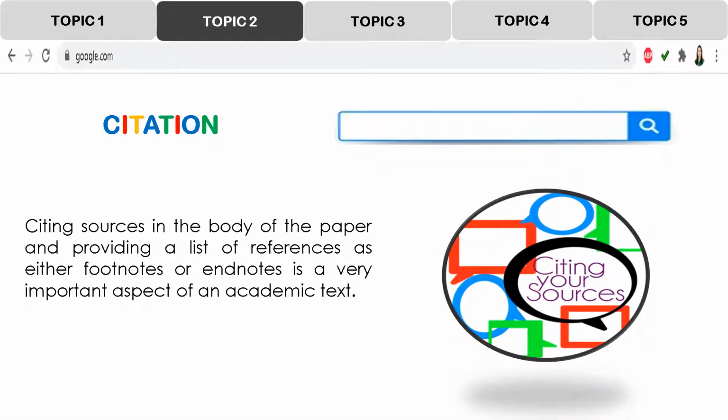Citation. Citing sources in the body of the paper and providing a list of references as either footnotes or endnotes is a very important aspect of an academic text. By citing your sources, you are giving credit to the original author of the information you included in your paper. Also, by providing the list of references you used, you help your readers easily locate the text that they can also read.